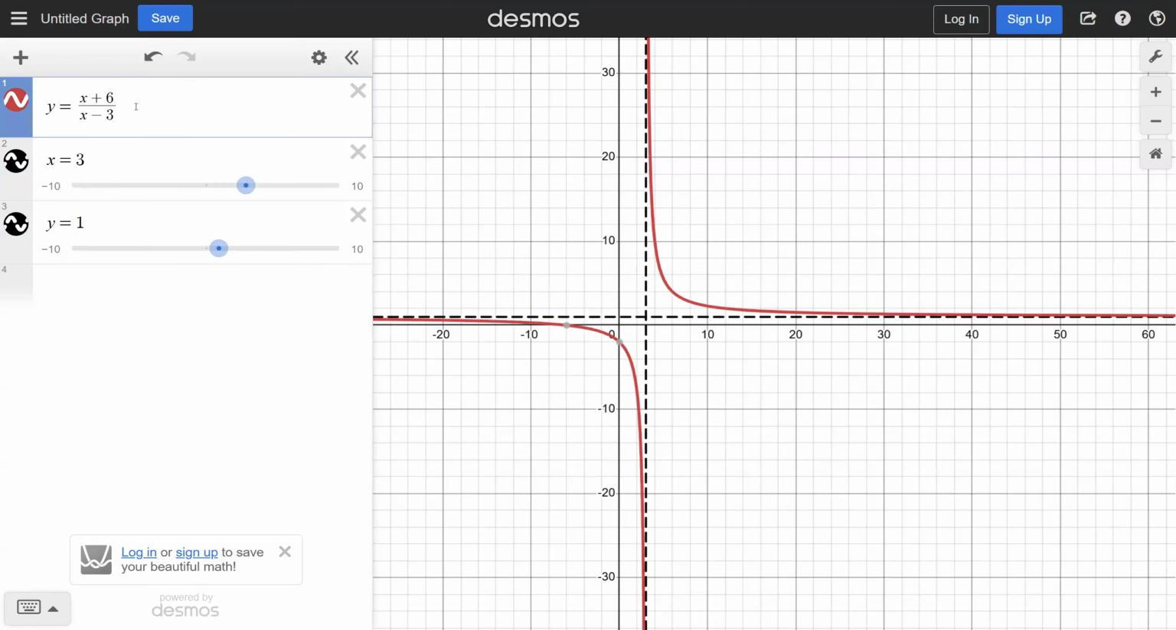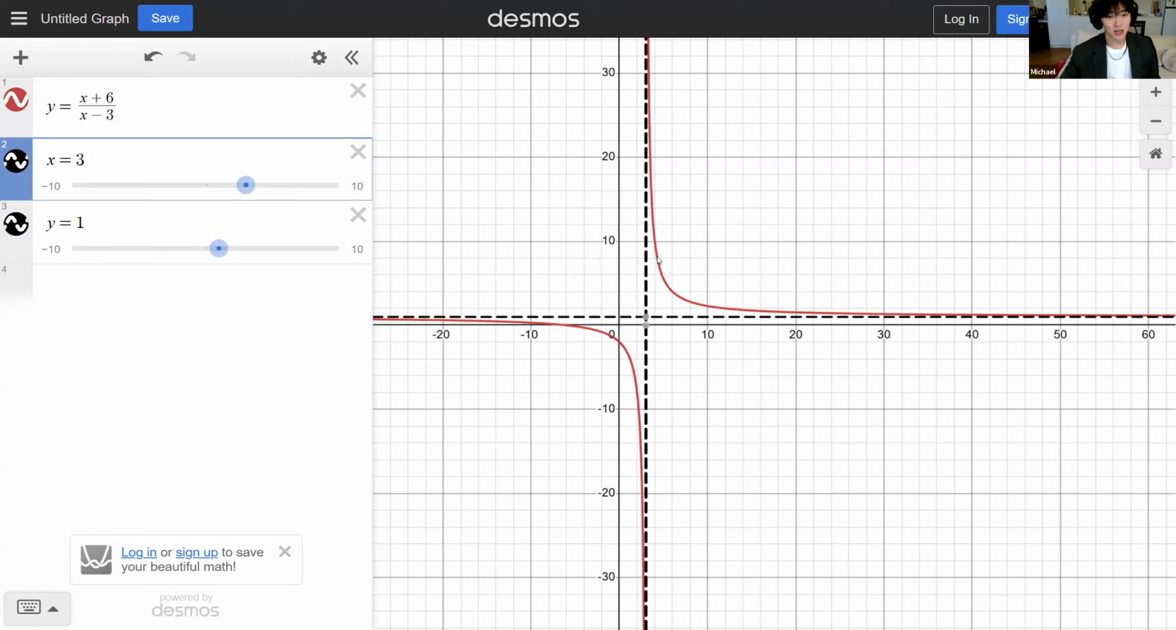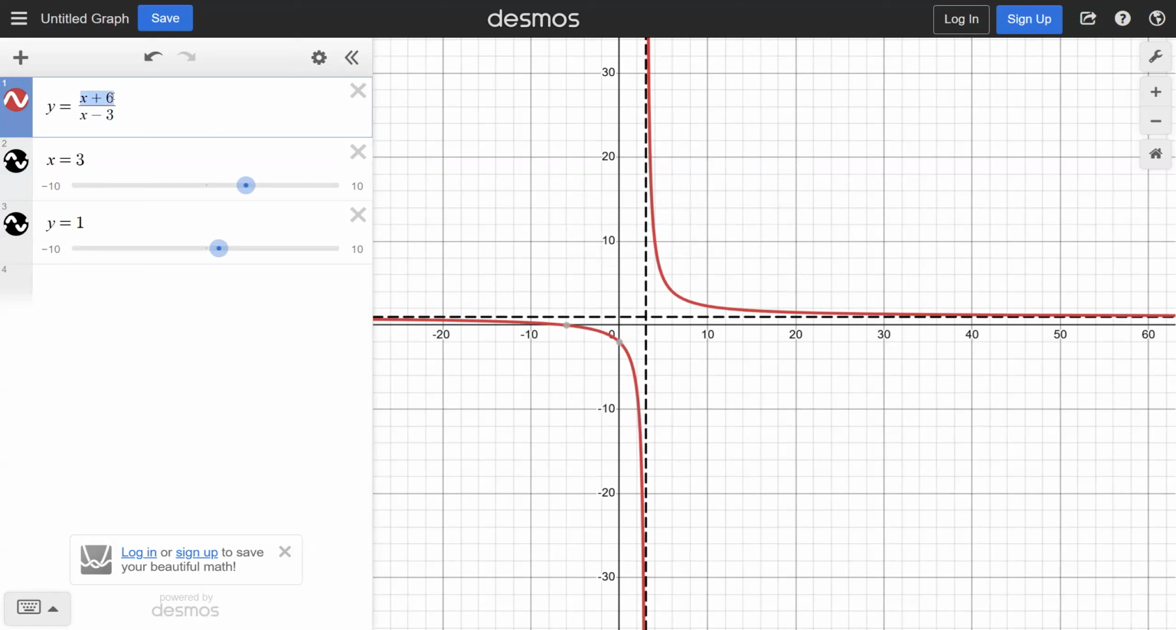Another way to think about it, this is for everyone, Adriana, Hannah, please listen up as well. Another way to think about the vertical asymptote is what happens when we go very, very close to 3. The denominator goes very close to 0, while the numerator is approximately 3 plus 6, which is 9. So 9 divided by a tiny number gives you a big number. Does that make sense?